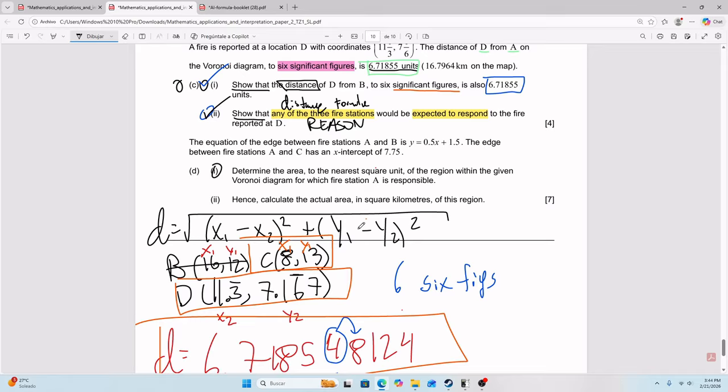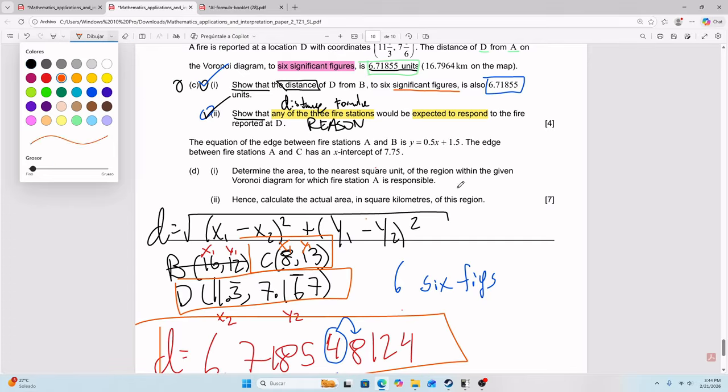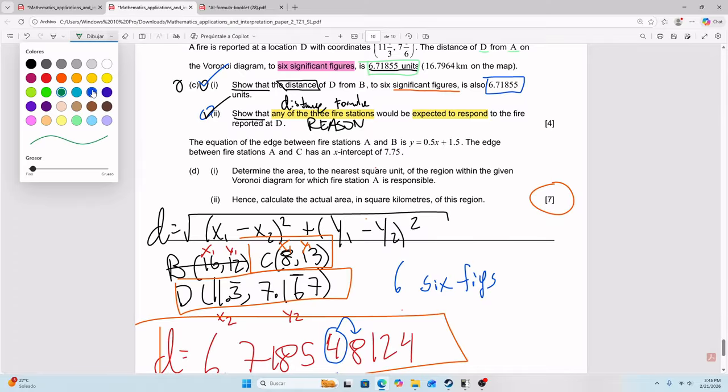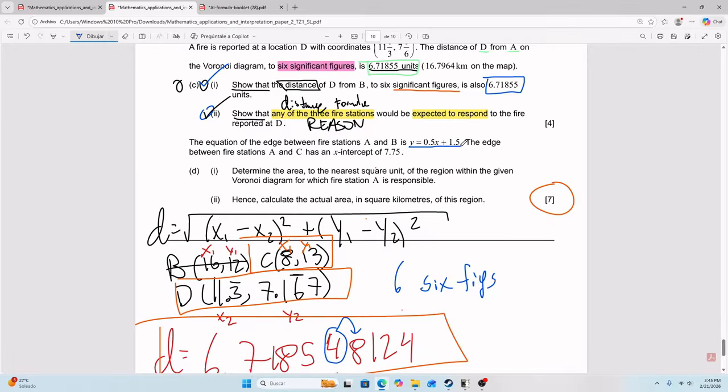All right, we're almost done with this great challenge of an exercise, but don't worry, we only have to deal with a section that is worth 7 points. So hold on to your horses because it's going to be a little tough. We have that the equation of the edge between fire stations A and B is y equals 0.5x plus 1.5. So let's stop right there and talk about that for a second. This is the edge between A and B.